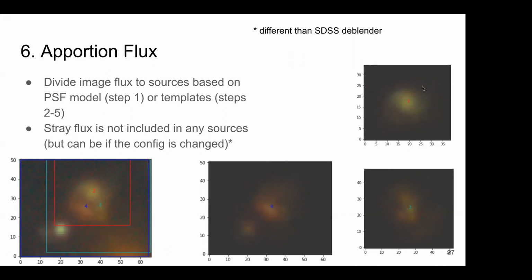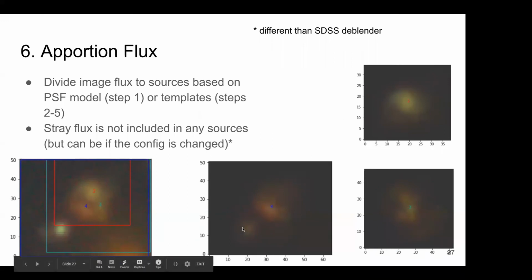And so again, you see for source 2, it did a fairly good job separating out the flux from its neighbors. Whereas source 4, you can see that we're stealing some of the flux from this point source that's down here to the left.